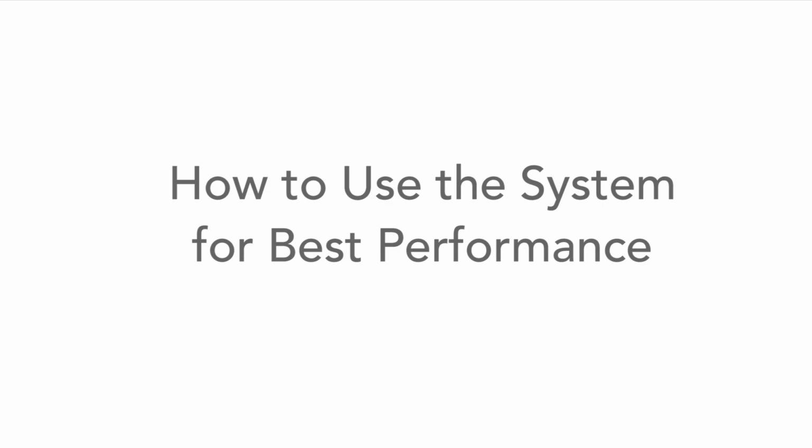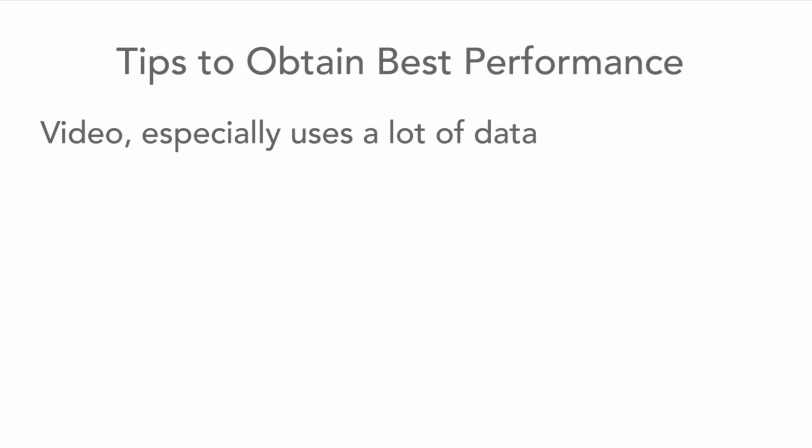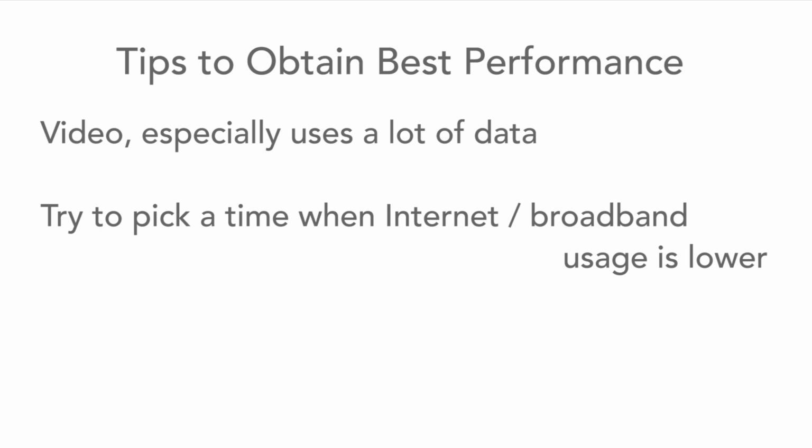So now we'll look at the way you can use your system to get the best performance. One of the key points to remember is to try to even out the usage. Video of all sorts takes a lot of data, and there's only so much data that can get through the system. So if you're arranging a video call, for example, and have flexibility over the timing, try to arrange it for when broadband usage is not so heavy.